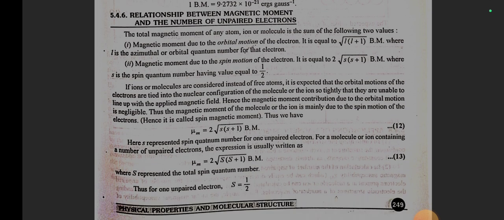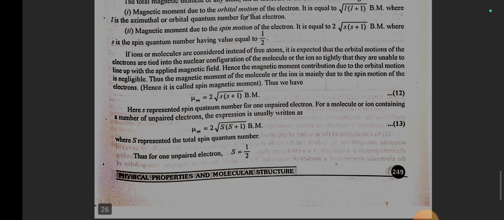Relationship between magnetic moment and the number of unpaired electrons. The total magnetic moment of any atom, ion or molecule is the sum of the following two values. Number 1, magnetic moment due to the orbital motion of the electrons. It is equal to √(L(L+1)) Bohr magneton, where L is the azimuthal quantum number for that electron. Number 2, magnetic moment due to spin motion of the electron is equal to 2√(s(s+1)) Bohr magneton, where s is the spin quantum number having value equal to 1 by 2.